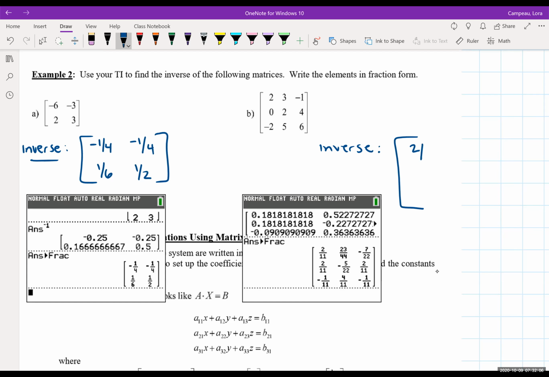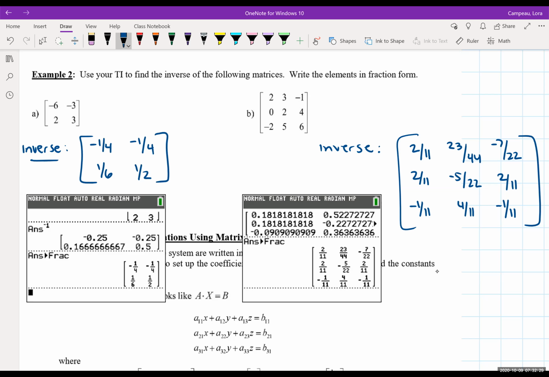all the entries: 2 over 11, 23 over 44, -7 over 22, another 2 over 11, -5 over 22, 2 over 11, -1 over 11, 4 over 11, -1 over 11. And that's all there is to it. I hope this makes you happy. I'll see you in the next example.